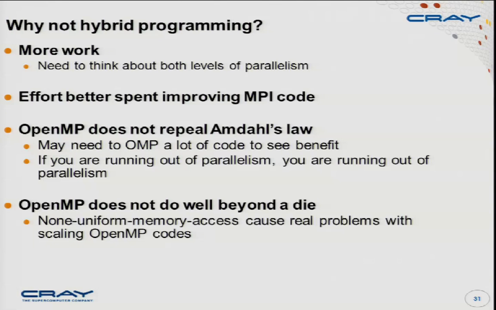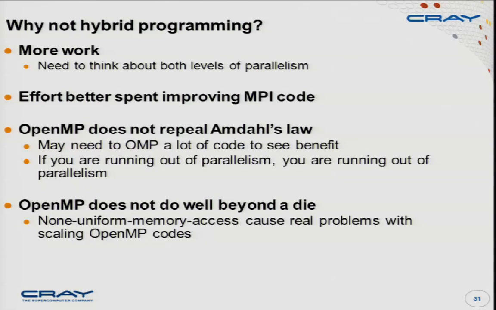And another thing is, OpenMP does not do well beyond a die. A die is a socket on Sandy Bridge. But really, non-uniform memory access can cause real problems. They talked about doing OpenMP across the node. Be careful, right? I rarely see that as even a fruitful exercise.